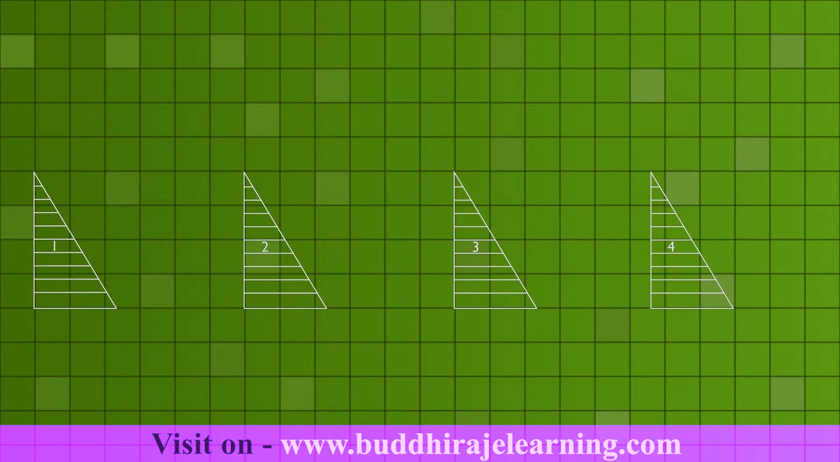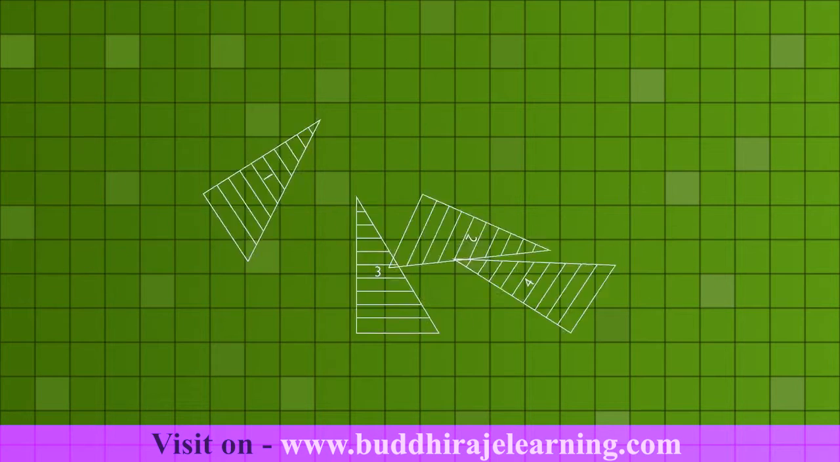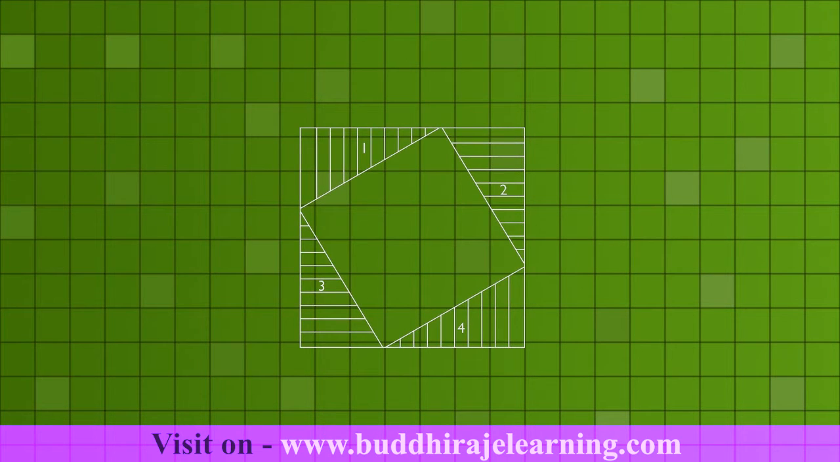Here we can see four congruent right angle triangles. Now we arrange those four right angle triangles like this so that their respective hypotenuses make an empty space. This empty space is nothing but a square. Let us assume that the length of the sides of this square, that is the length of the hypotenuse of the four congruent right angle triangles, is equal to A units. Therefore, the area of the inner square is equal to A square units.